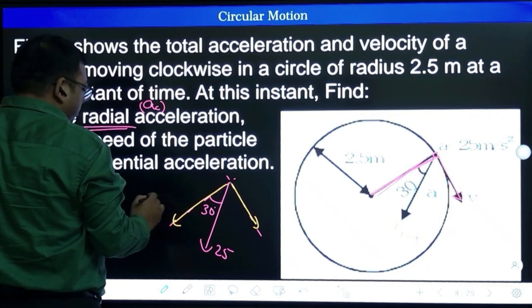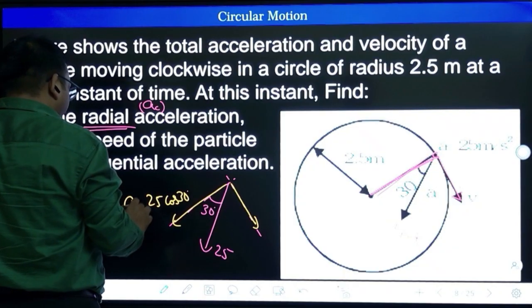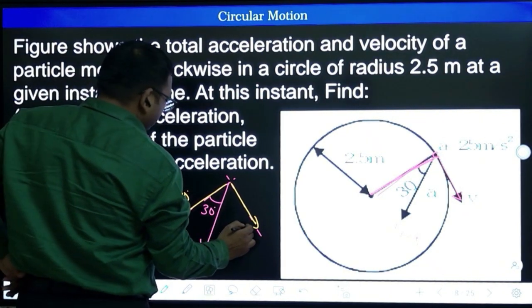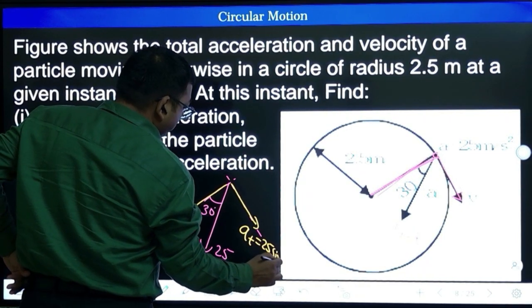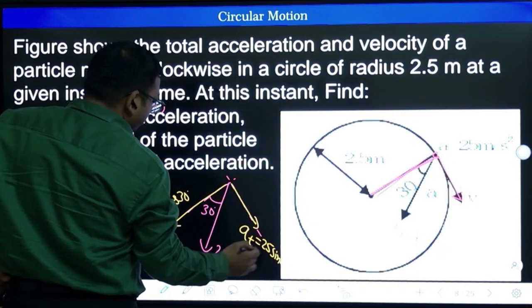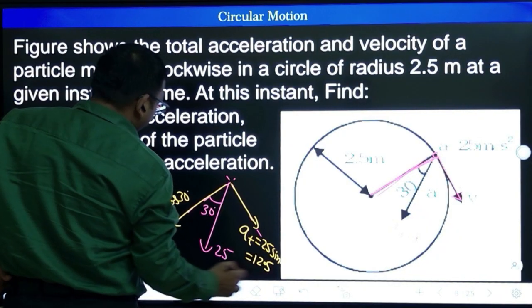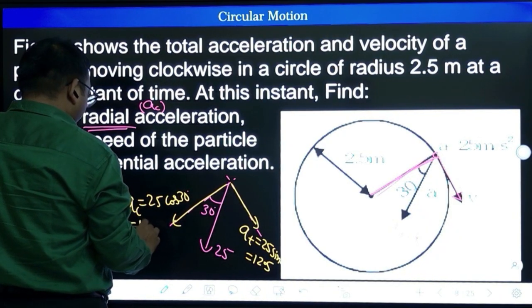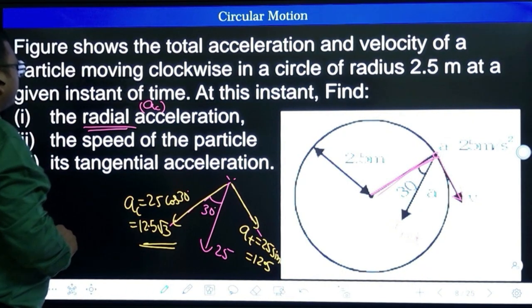So then you take 25 cos 30 degrees. This will be centripetal acceleration. Tangential acceleration will be 25 sine 30 degrees. That means half of that, 12.5 it will be, right? And this will be 12.5 root 3. Okay, this we can calculate.